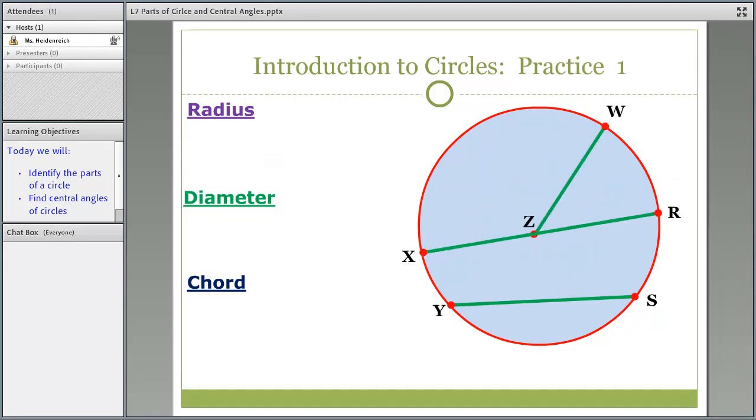So now I'd like you to do this one with me, and I want you to point to the answers as we go through it. So first I want you to point to a radius, and again, there's actually 3 examples on this one. So be pointing to a radius, and I'm going to show you 3 different answers. So look at these line segments that I've listed, XZ, RZ, and WZ. So hopefully you're pointing at one of these 3 radii.